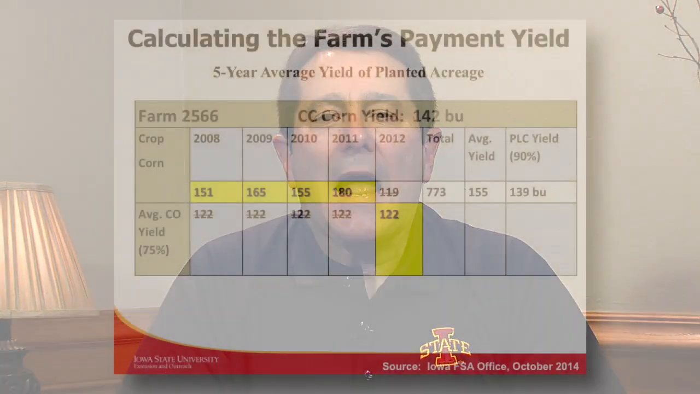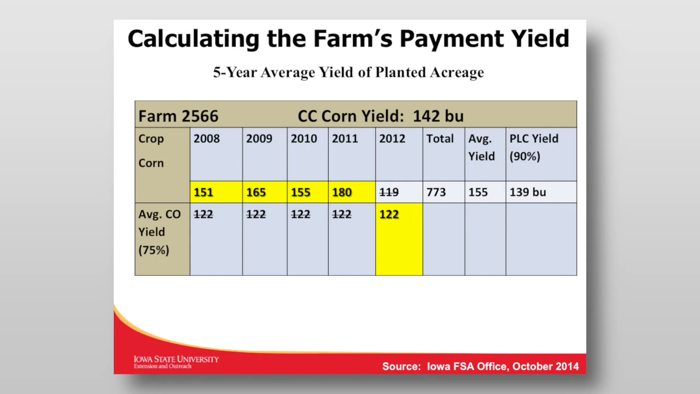Remember, you can update your yield on your farm. We're using 5 years for yields. So if you have production evidence, you report that as bushels per acre for the years that you planted the program crop. Notice that we planted corn on this farm all 5 years, 2008 through 2012. In one of those years, we had a low yield, 2012. We'll be able to use a substitute yield for that year. We'll simply add all those years' yields together to total 773 and divide by the number of years, 5.